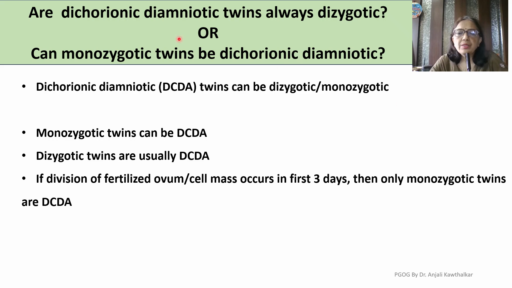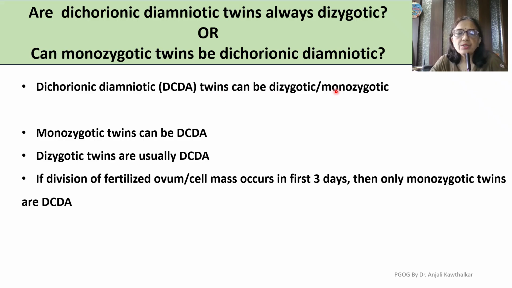Now, these are some of the tricky questions which might be asked in practical examination, and that is why I have included this slide. Are dichorionic diamniotic twins always dizygotic? Or can monozygotic twins be dichorionic diamniotic? It is the same thing we have seen in the previous two slides. Dichorionic diamniotic twins can be either dizygotic or monozygotic.